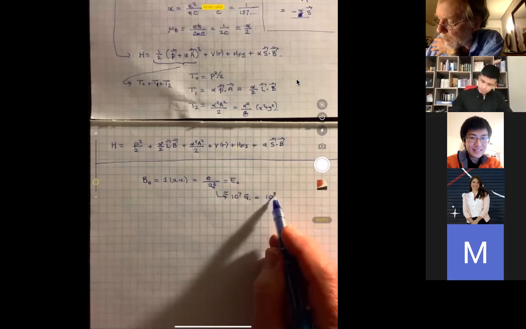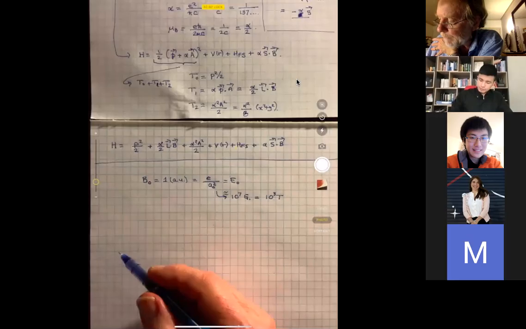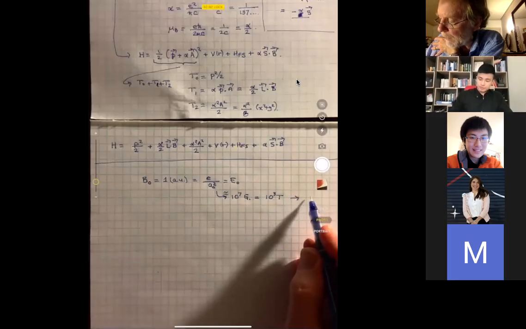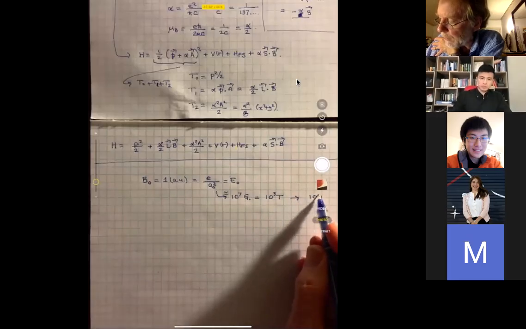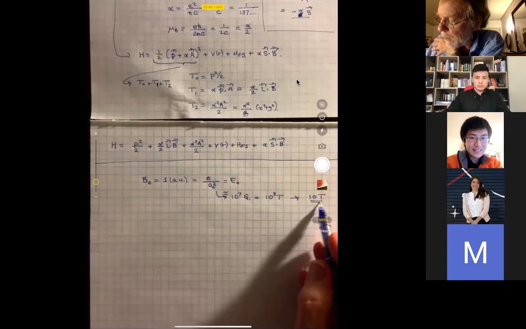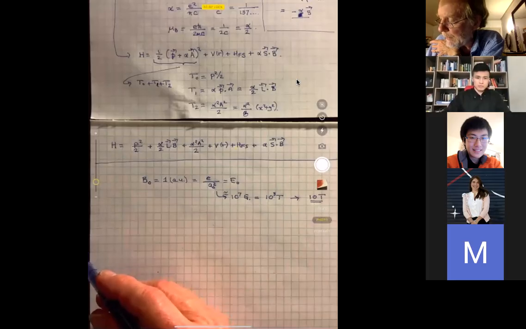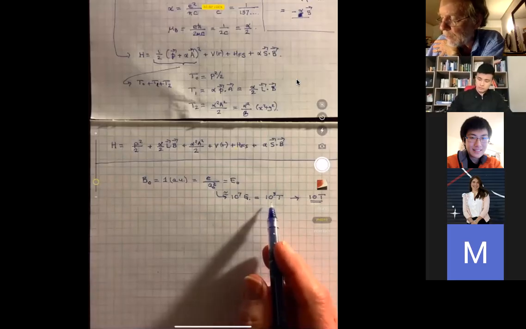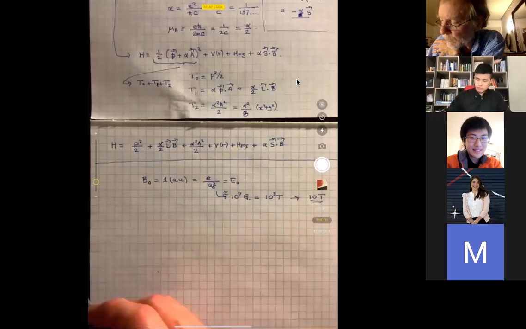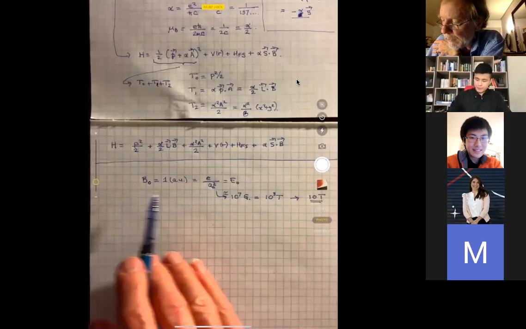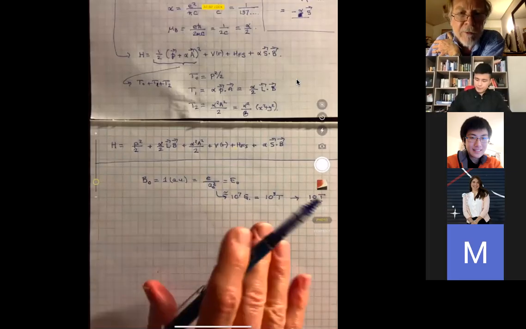So this turns into about 1,000 Tesla, whereas the strongest laboratory magnetic fields that can be created, at least over any significant period of time, are about 10 Tesla. If you use big superconducting magnets, you can get that. So this is considerably bigger than average or even very strong magnetic fields.